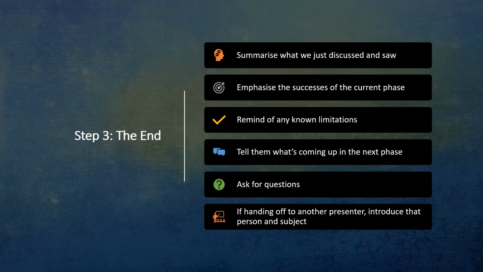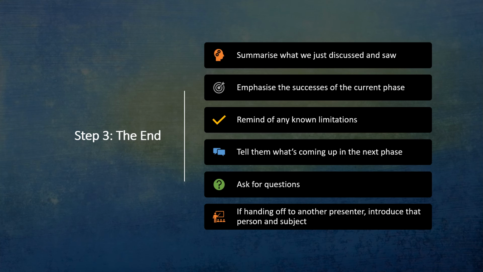Now talking about step 3, that is the end section. The end is to summarize what we discussed and find out if you have given the audience the information they need. This is the time to tell them what you just told them.